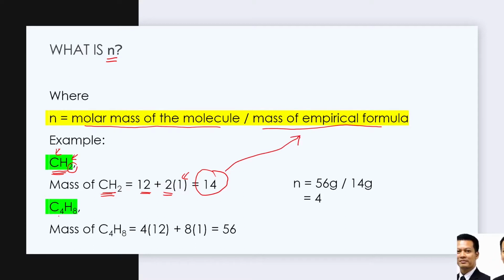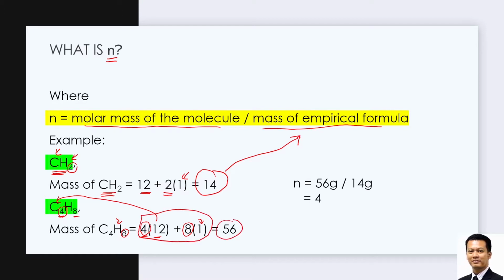And for the actual formula, the molecular formula, C4H8: 4 times 12, 12 is the carbon, and 4 here refers to there being 4 carbons in the molecular formula. And 8 times 1, 1 is hydrogen. So add up all the numbers here and you will get 56. So N is the molar mass of the molecule divided by the mass of the empirical formula, 56 over 14, and you will get the number 4.